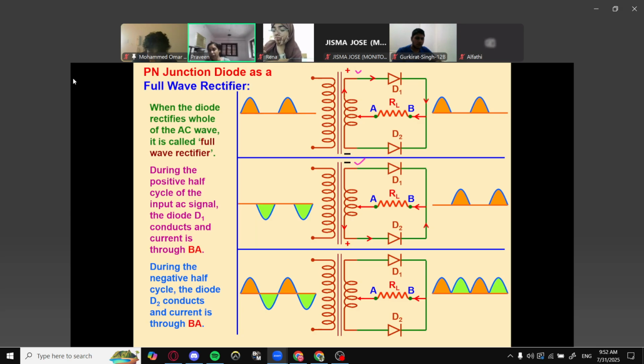So in a full wave rectifier, two diodes we will be utilizing. For positive half cycles, diode D1 will be conducting. For negative half cycle, diode D2 will be conducting.